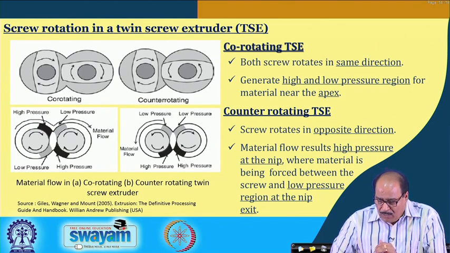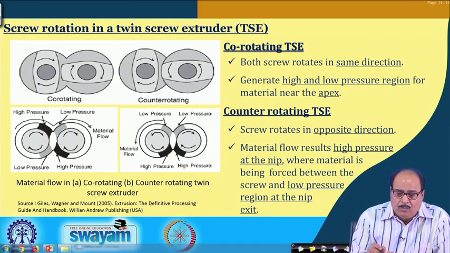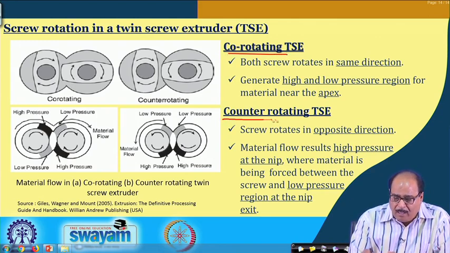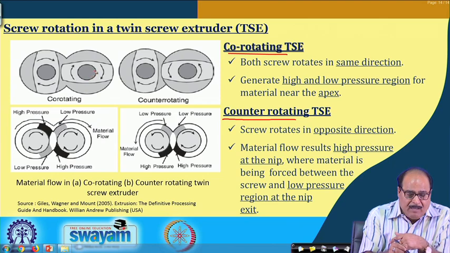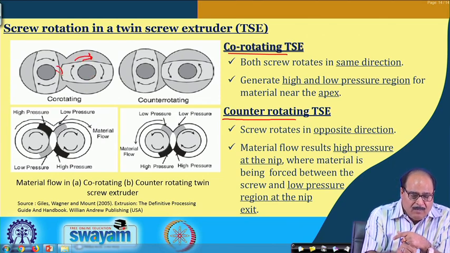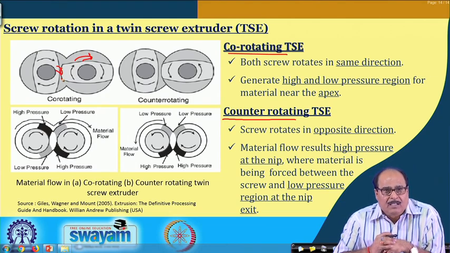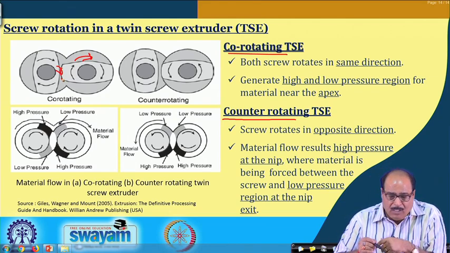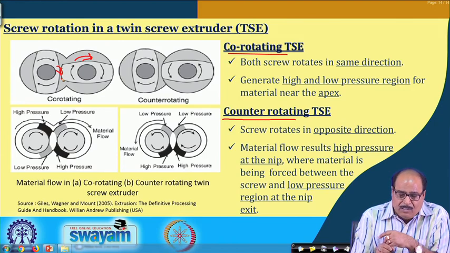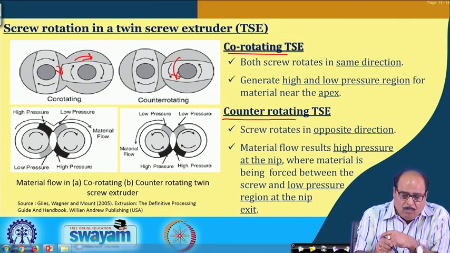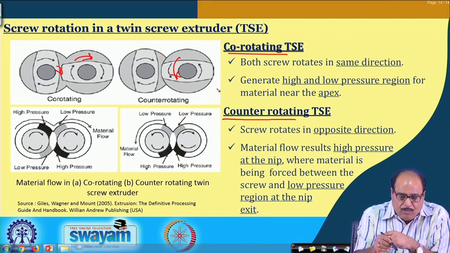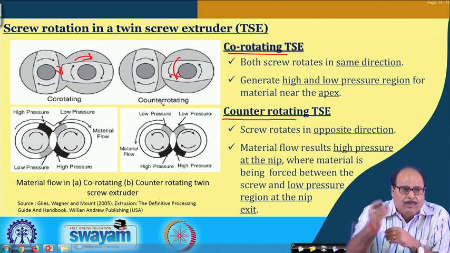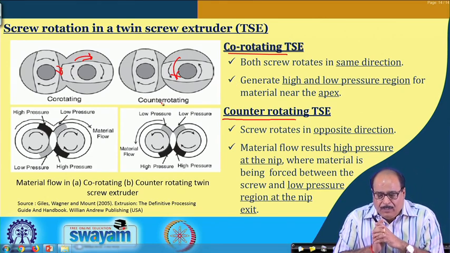The twin screw extruder may be of a co-rotating type or a counter rotating type. You can see that the two screws which are provided can rotate in the same direction, which you are seeing here in this case, where both the screws are rotating in the same direction, whereas in the counter rotating twin screw extruder, the screws move in the opposite direction. That is, this screw is moving toward this side and this screw is moving toward that side, so they both move in opposite directions.